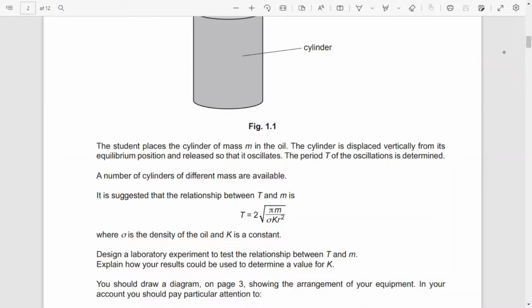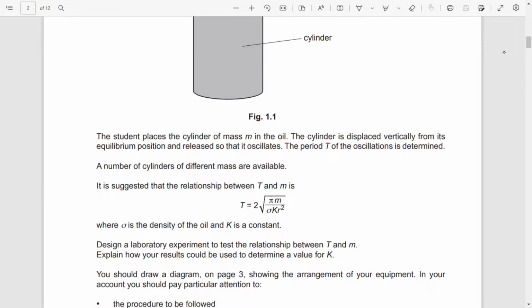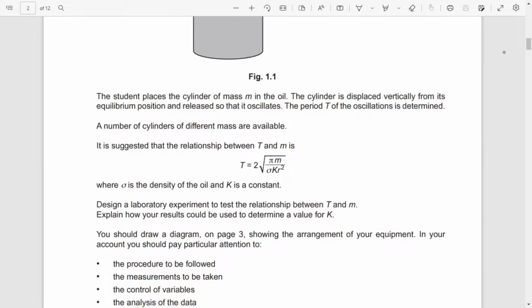The period of these oscillations is determined. We calculate the period of those oscillations, and a number of cylinders of different mass are available. It is suggested that the relationship between T and M, where T is the period and M is the mass, is given by T is equal to 2 under root pi M over sigma k r square, where sigma is the density of the oil and k is a constant. Design a laboratory experiment to test the relationship between T and M.